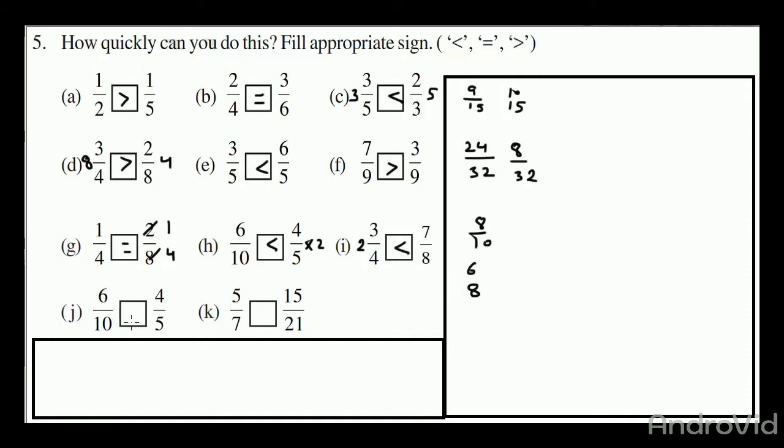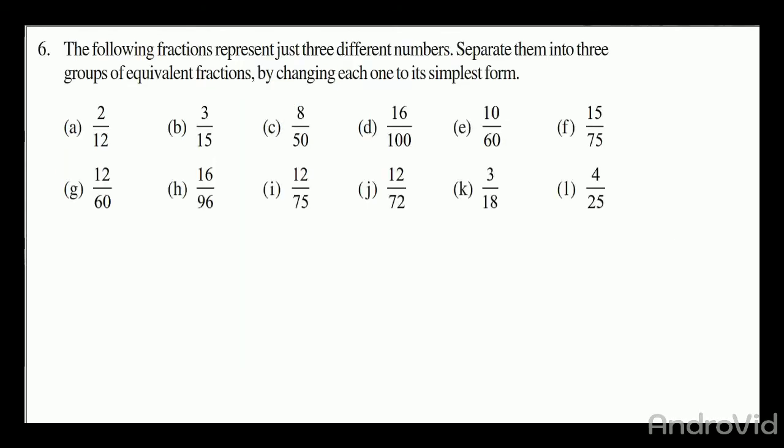It's a greater sign. And here 5 to the 10 or 4 to the 8. Again 4 by 5 is greater than 6 by 10. It's equal. 7 3s are 21 and 5 3s are 15. The following fractions represent just three different numbers. Separate them into three groups of equivalent fractions by changing them to the simplest form.